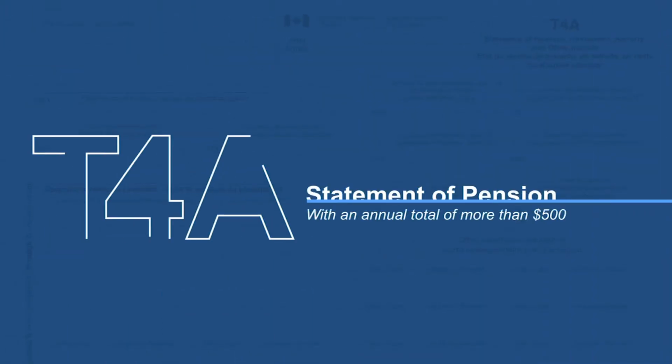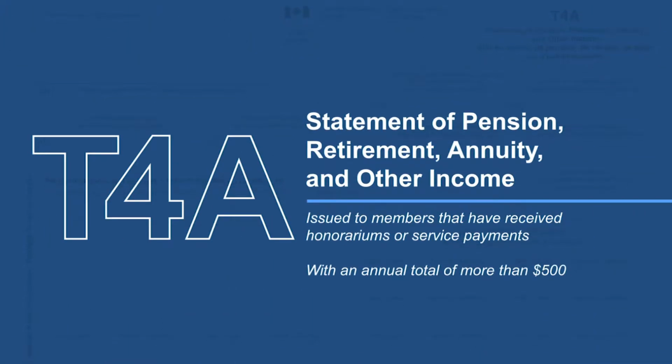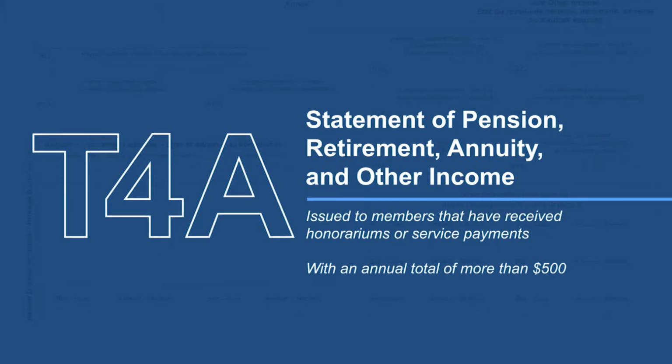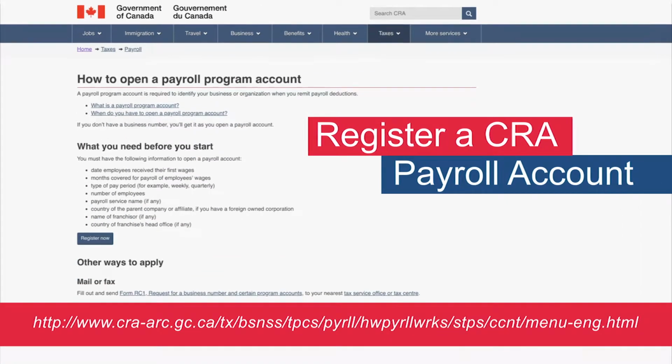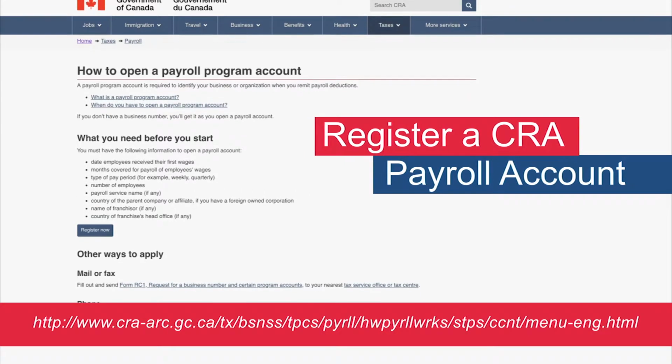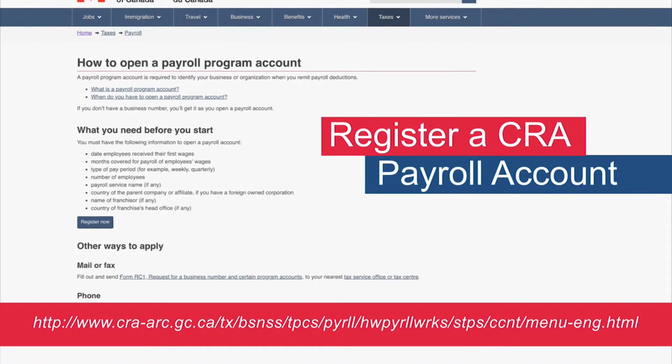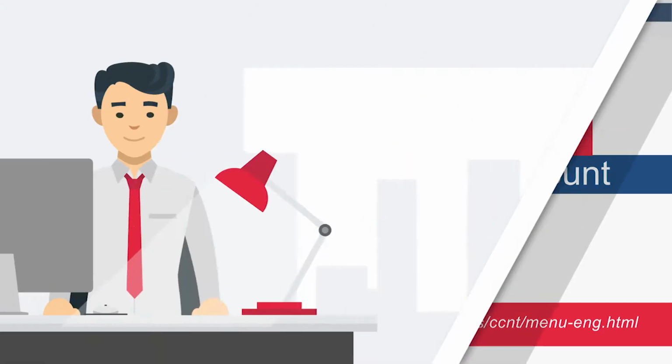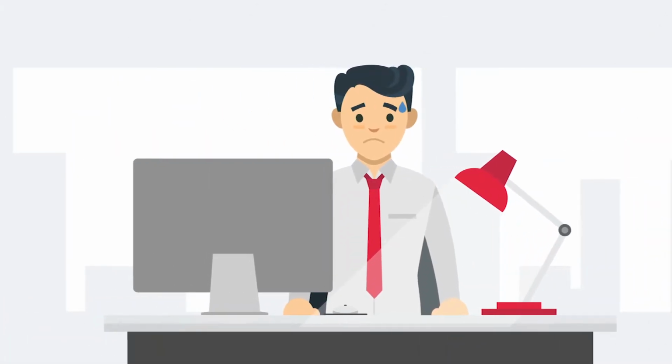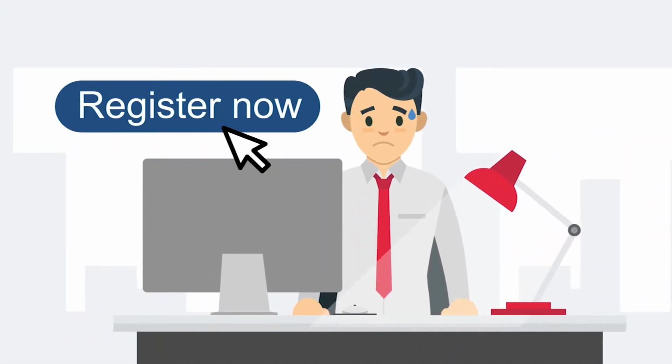And a T4A should be issued to a member if during the year the local paid fees for services from that member, or paid honorariums to that member with an annual total of more than $500. Whether Robert is filling out a T4, T4A, or both, his local will need to have a registered payroll account with the CRA. Robert forgot to register, but that's okay. He can remedy this on the CRA's website.